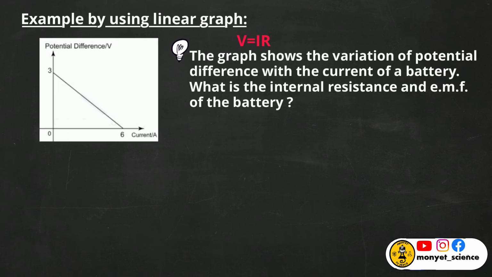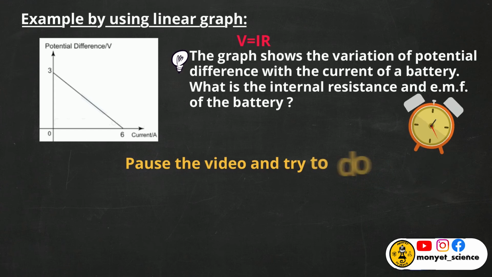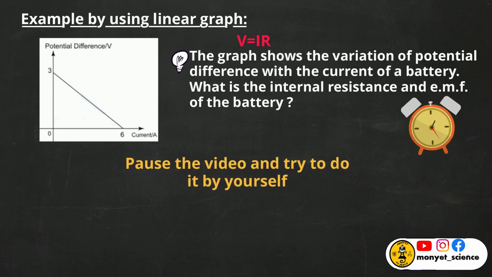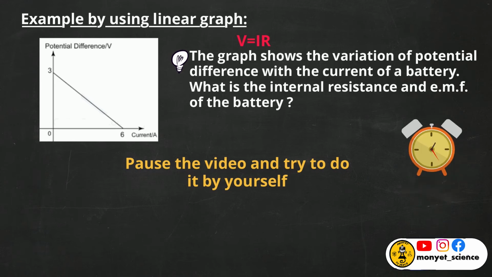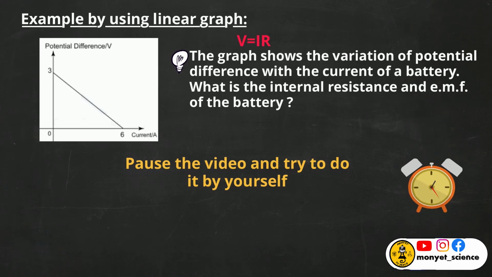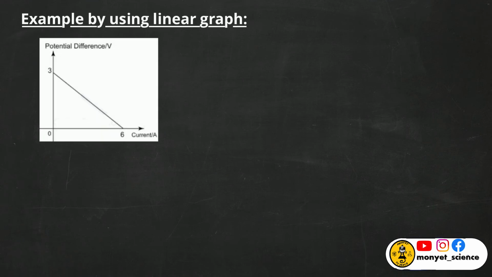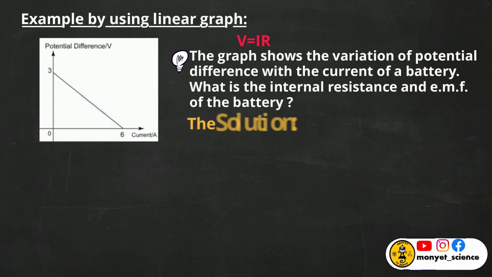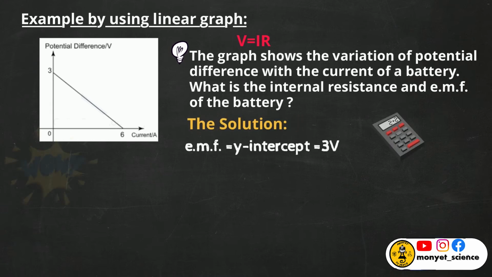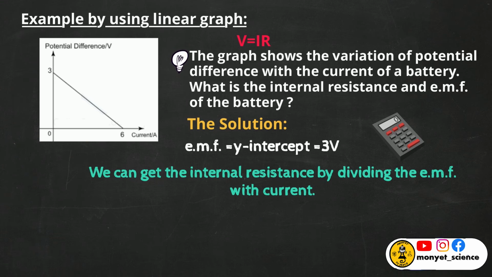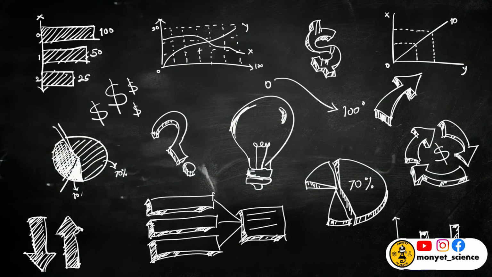The graph shows a variation of potential difference with current of a battery. What is the internal resistance and EMF of the battery? Please pause the video to try this yourself. We know that the EMF is equal to the y-intercept, which is 3 volts. We can get the internal resistance by dividing the EMF by the current, so r is equal to 3 over 6, which is 0.5 ohms.